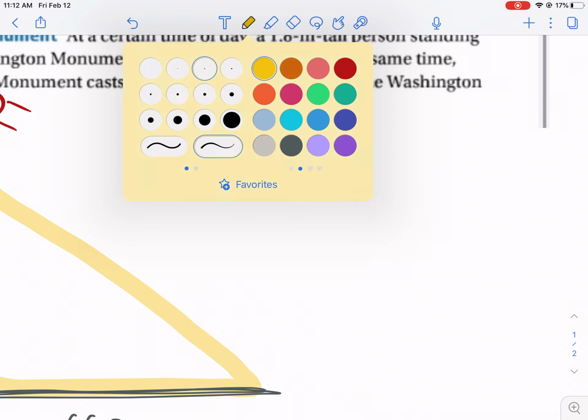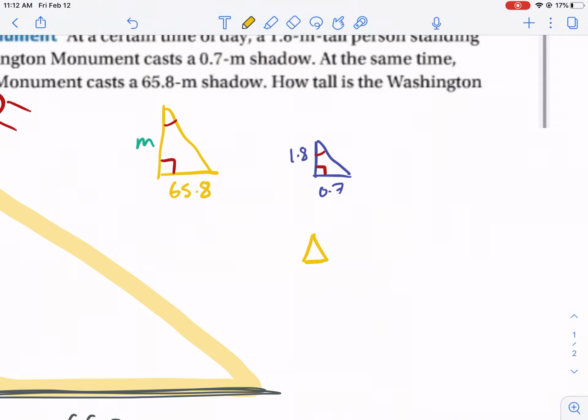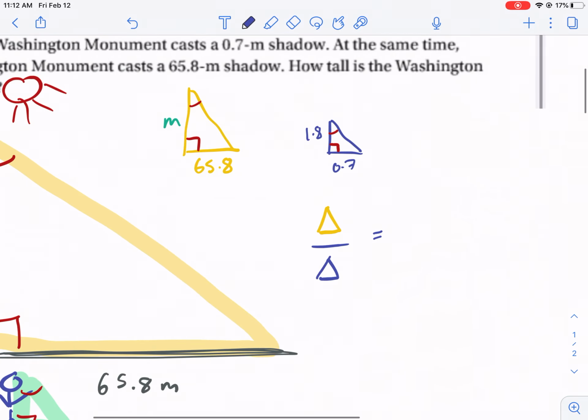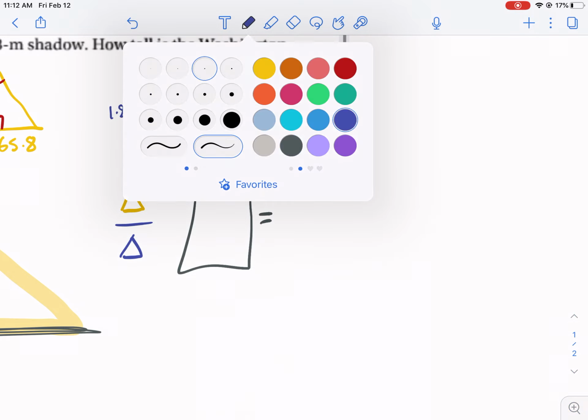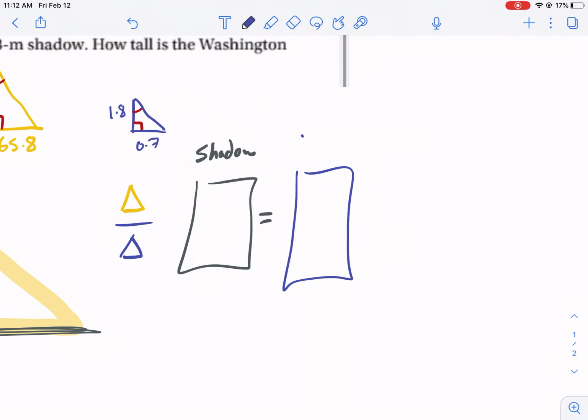Okay, with that known, we can compare the two triangles. We can put the big triangle on the top and compare it to the little triangle on the bottom. That's the person. Once you have a fraction set up with what we're comparing, on either side of our equal sign we have to compare two things. We can compare the shadow on the left side of the equal sign, and on the right, we can compare the height of either the person or the monument. So we have the shadow and we have the height.